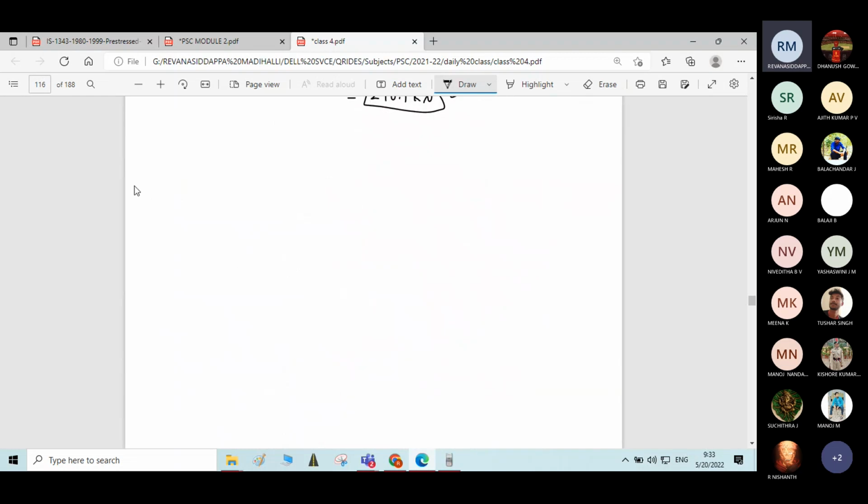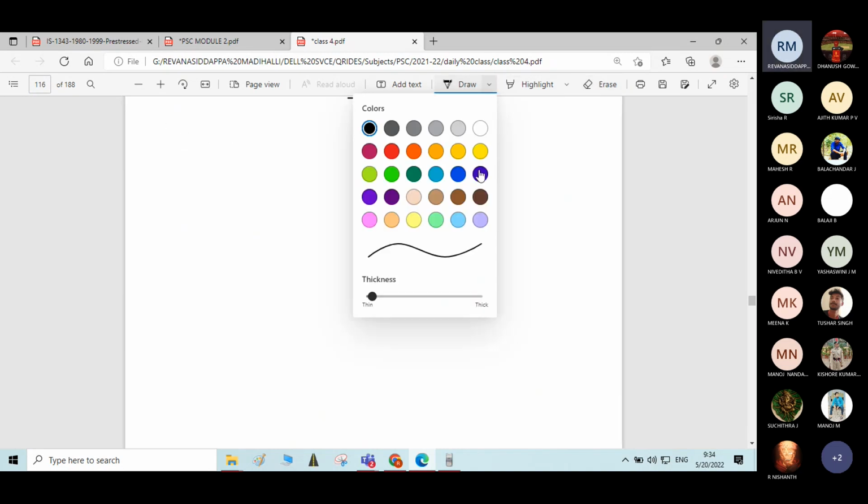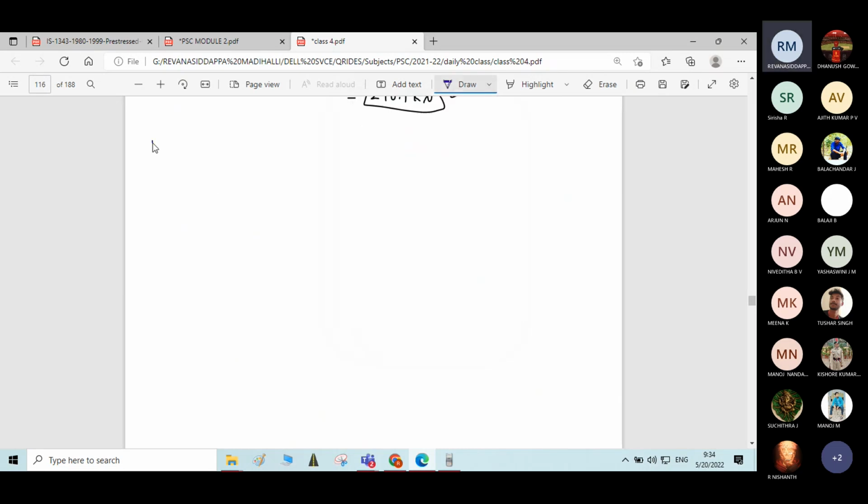Therefore, you write the side headline as second question. Second question. Calculation of total loss. Second question B. Calculation of total loss.